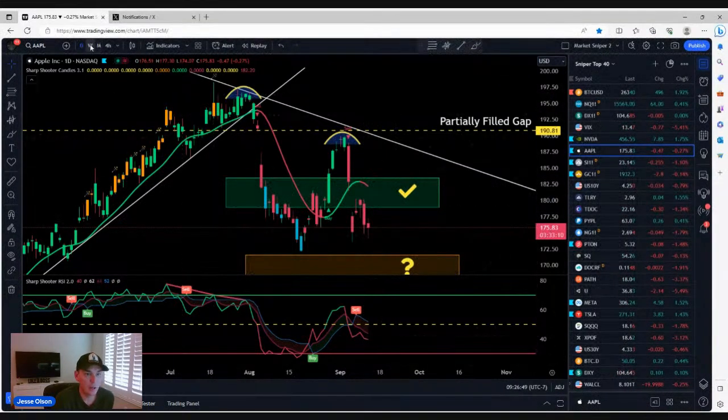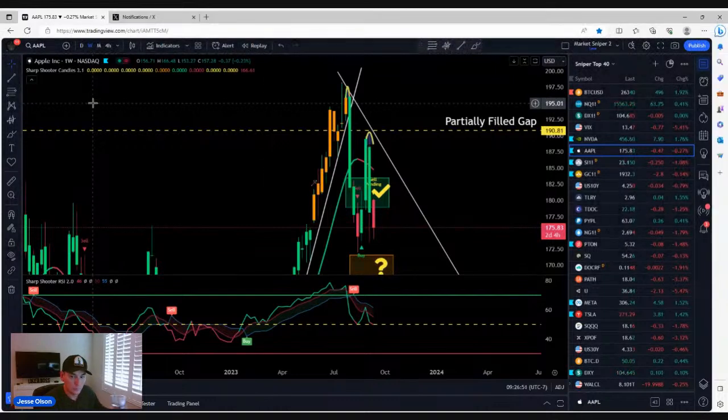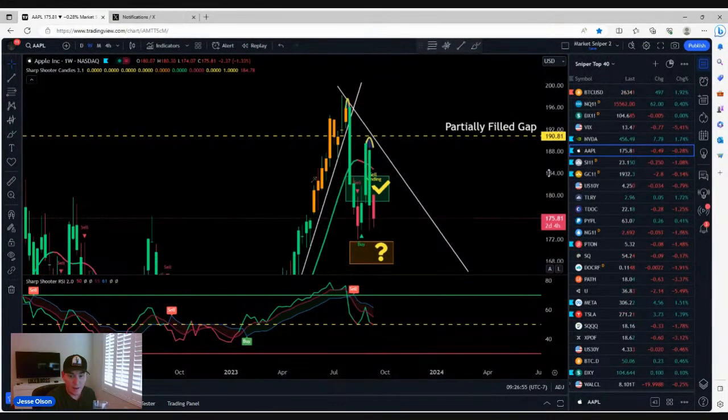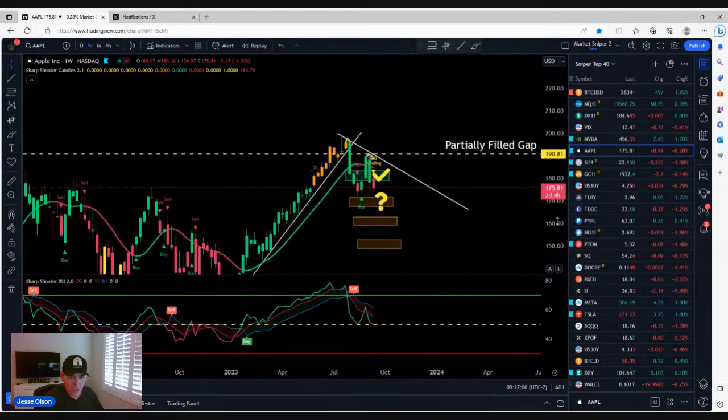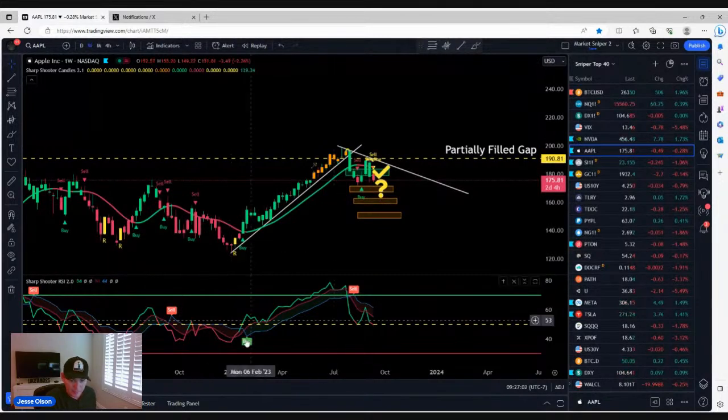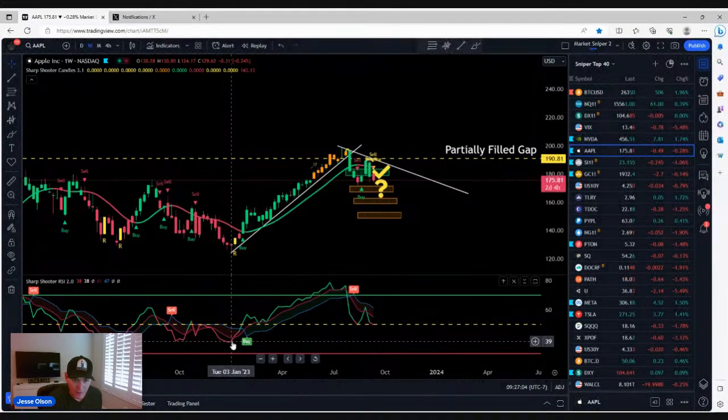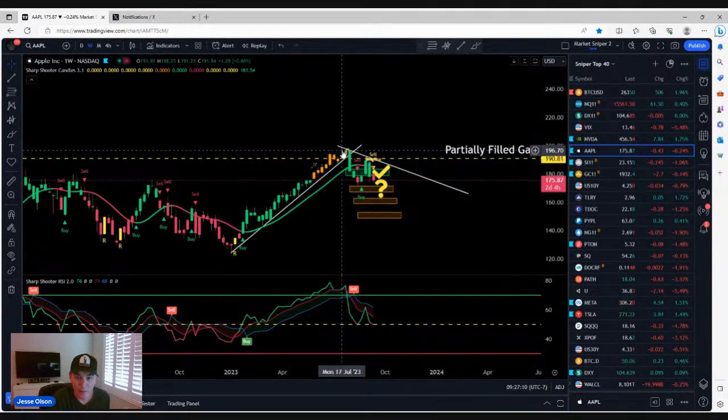So let's take a quick look at the weekly chart, get the overall direction. The overall direction is trending downward. There was a long upward rally. If you look from this pivot point down here, January 2023, it was a nice rally, and the peak was July 2023. So a solid, call that a 6-month rally.